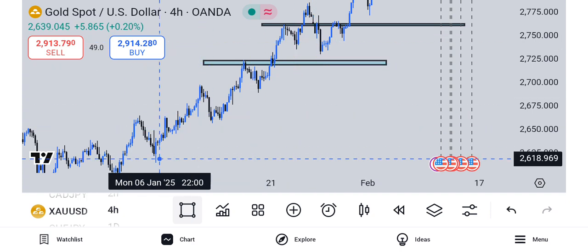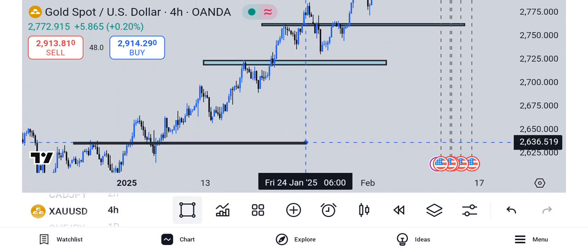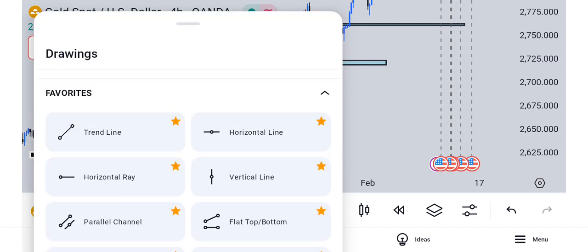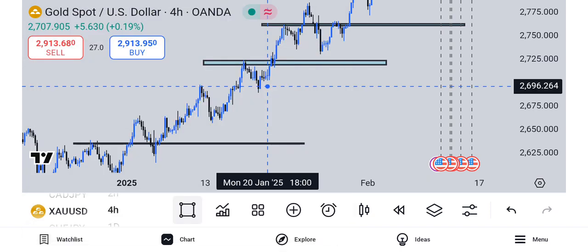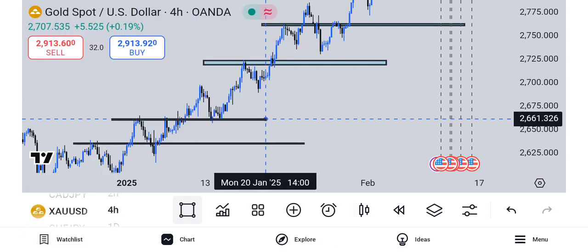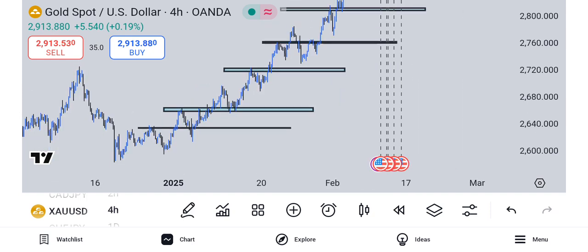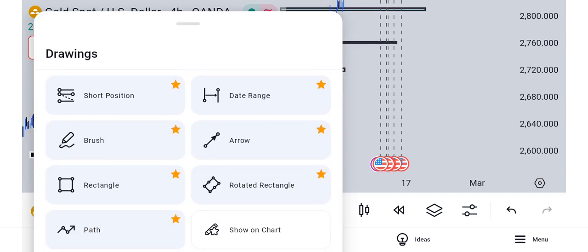So I held this trade from here, and this is a simple market structure trading. Just the 4-hour. You only need the 4-hour. You don't need to look for anything else. This is it, guys. Just the 4-hour time frame.